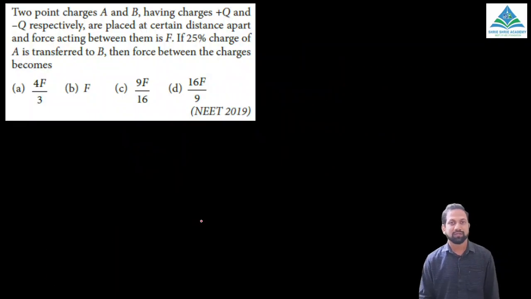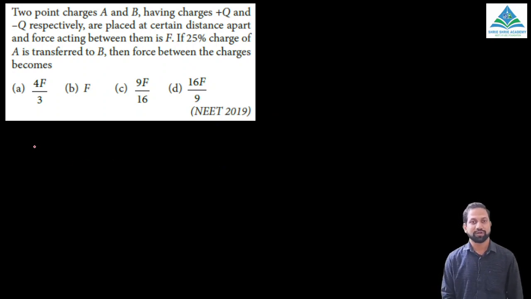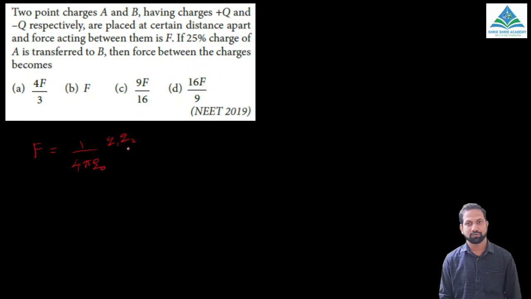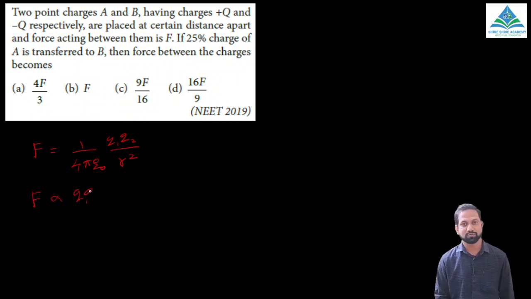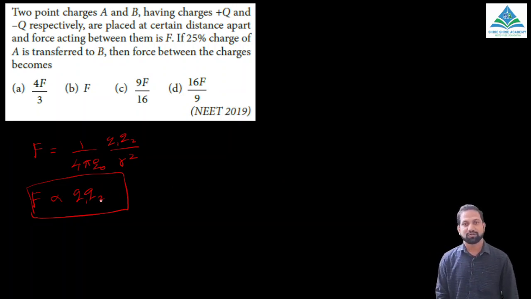problem number 1. This is the problem which was asked in the NEET 2019, which is based on simple Coulomb's law. The force between 2 point charges is given by Coulomb's law, which equals 1 by 4 pi epsilon naught into Q1 Q2 by r square, right? So according to this, we can say the force is proportional to the product of the 2 charges. Okay, so it is not any other operation. Just the product of the 2 charges, neither addition nor subtraction and also division, right?